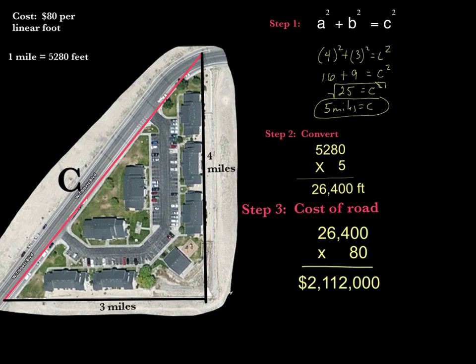The last step of this problem is to figure out how much it's actually going to cost us. Being that we've found our miles and converted it to feet, now we know that we're getting charged $80 per linear foot. Each of those feet is $80, so if we have a large number, obviously we're going to multiply it. So we're going to take our 26,400 times our 80, and that's going to give us a value of $2,122,000 that will replace, or the cost to replace, this road in town.